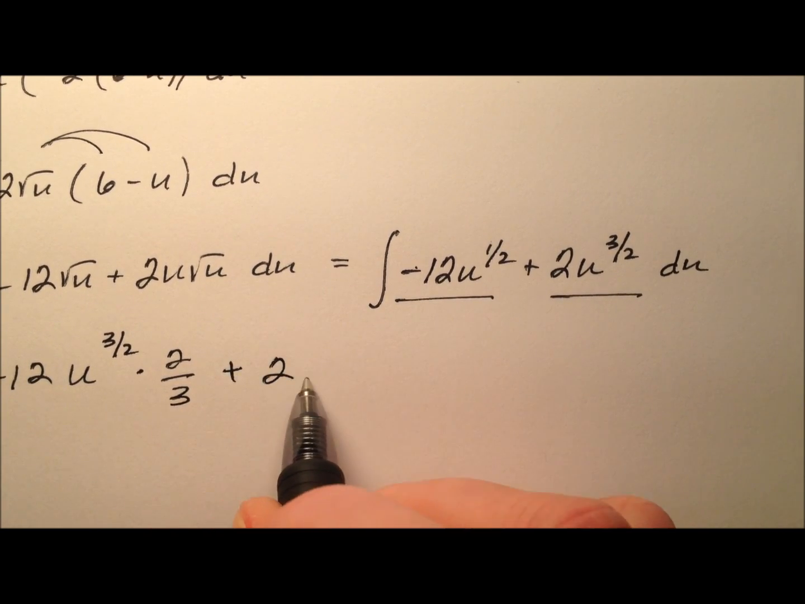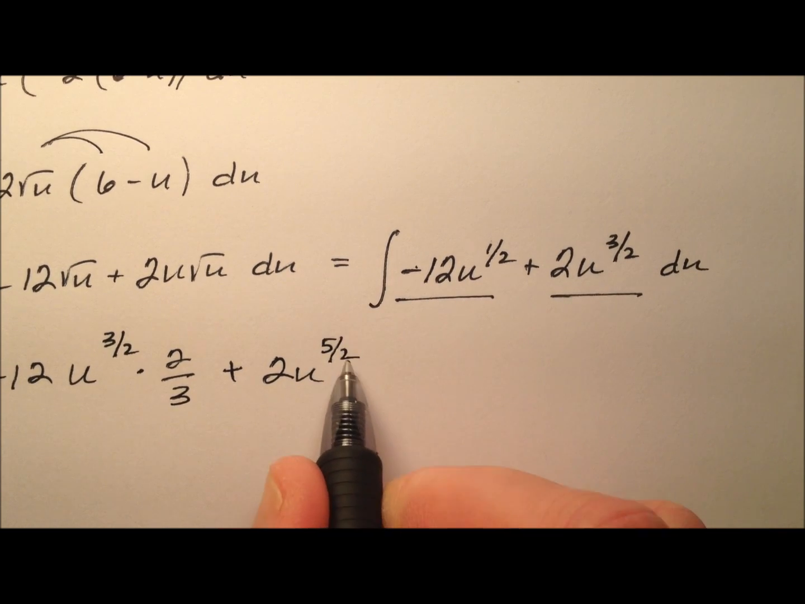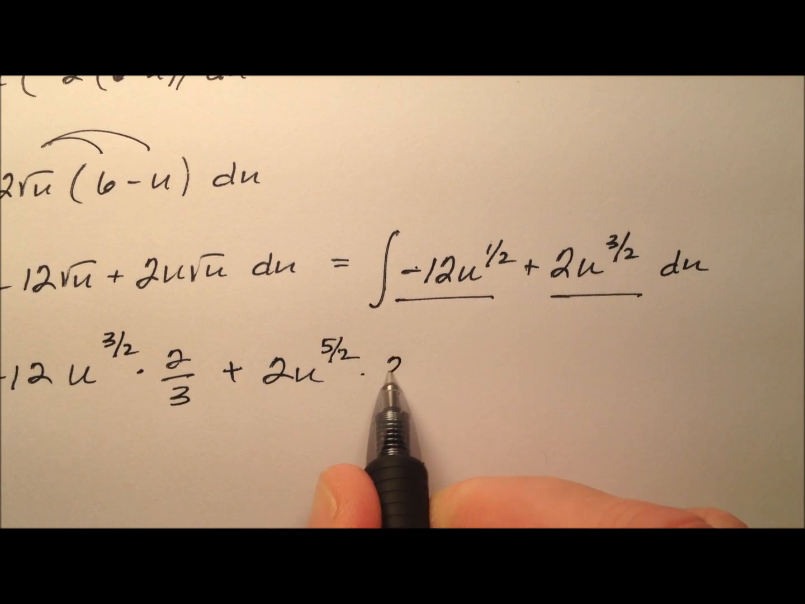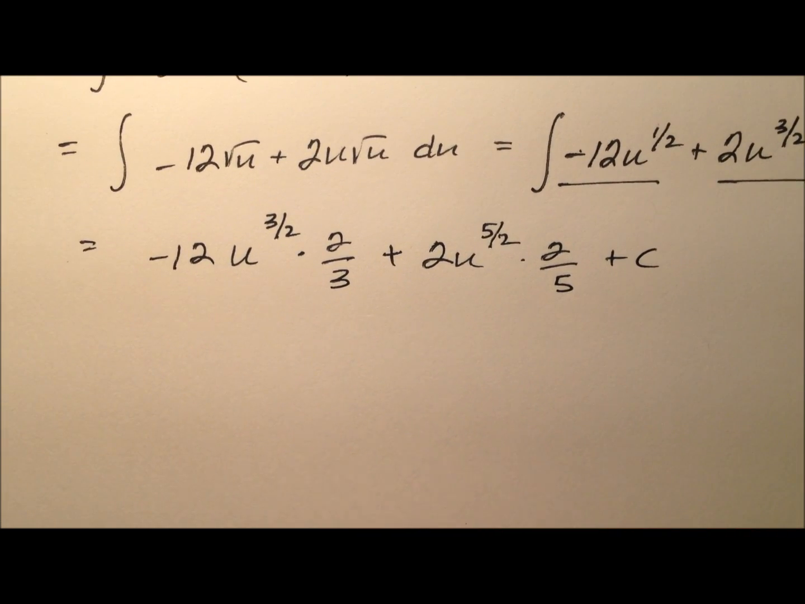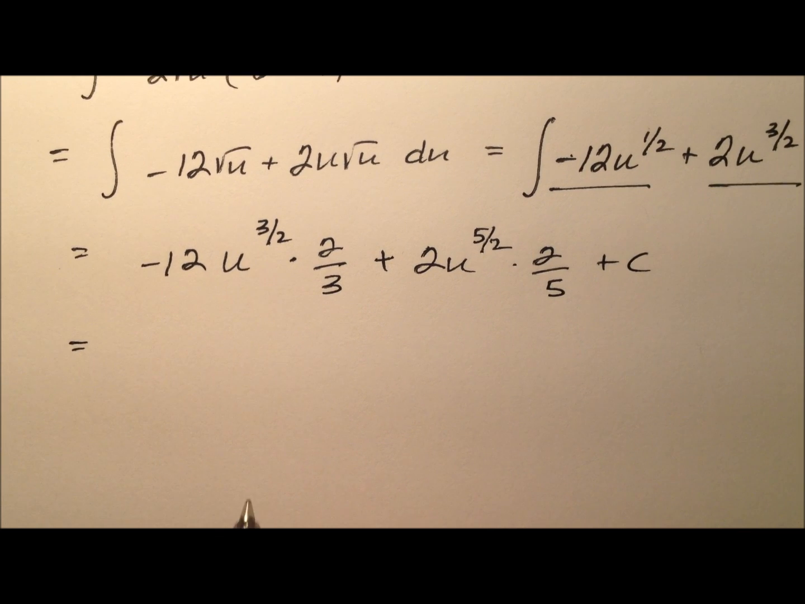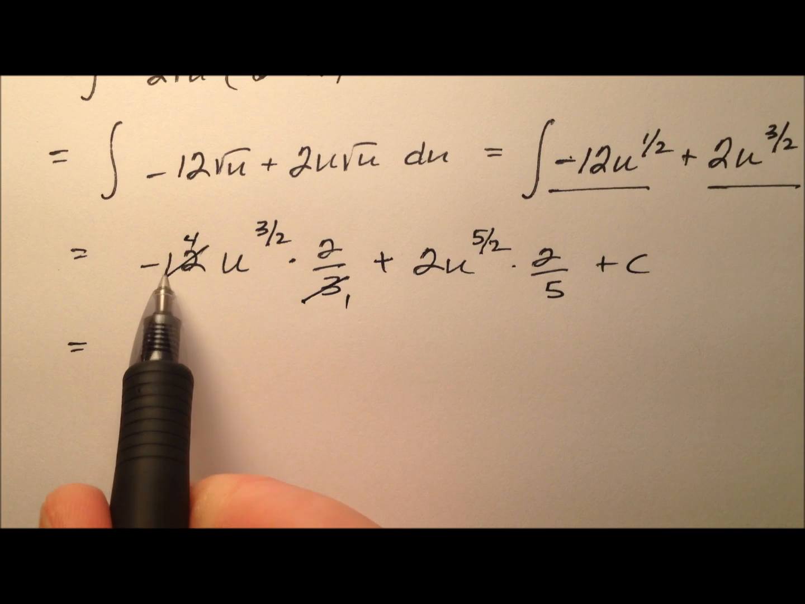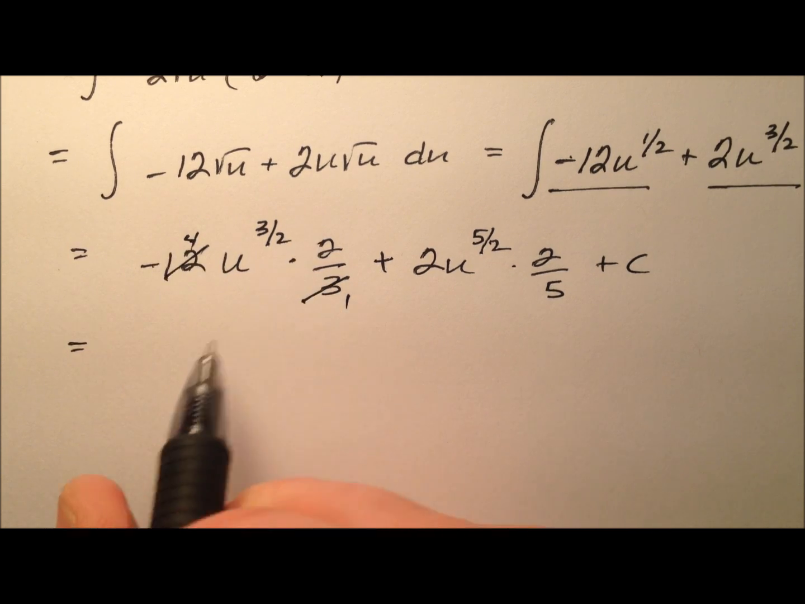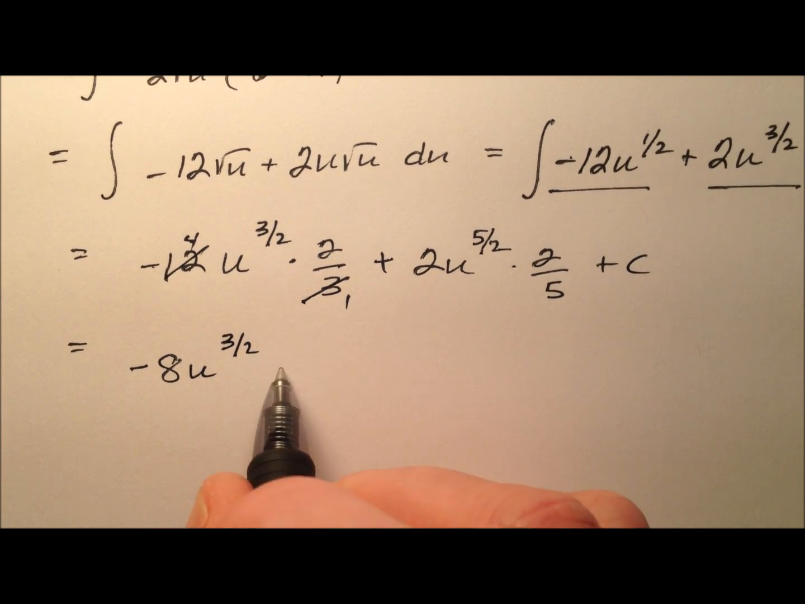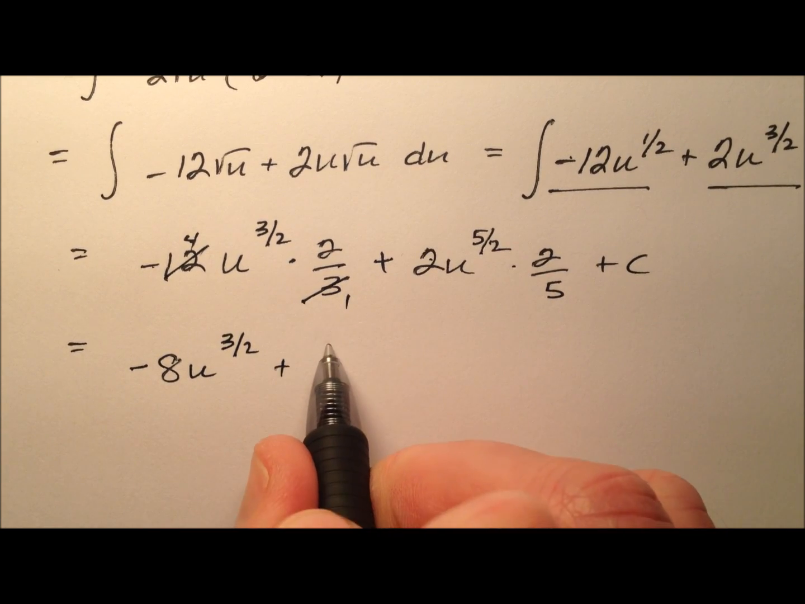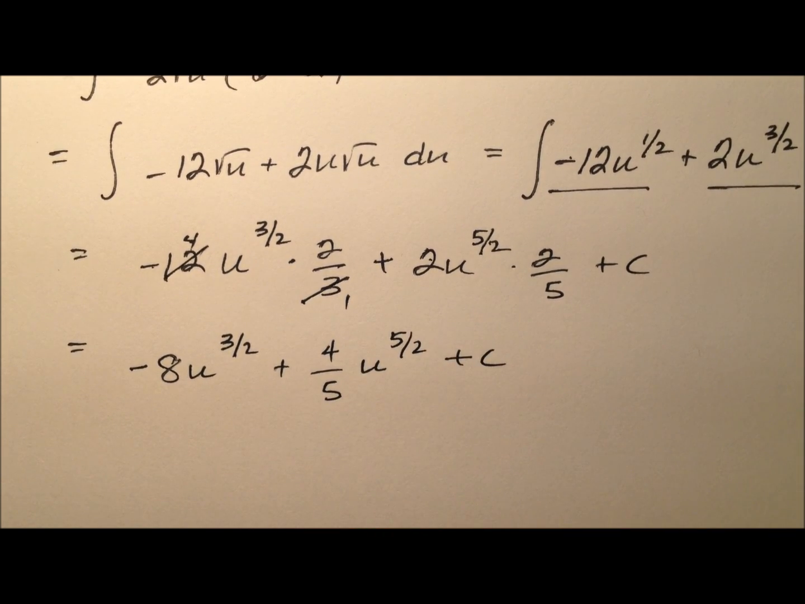So plus 2u to the, we'll add 1 to the power, so now it's 5/2. We'll divide by that new power, which is really dividing by 2/5, and then plus c. Okay, so let's just do a little cleanup work here. The 12 and the 3 can cancel and become 4 and a 1, respectively. So we have negative 4 times 2 is negative 8, u to the 3/2, plus, looks like 2 times 2 is 4 over that 5, u to the 5/2 plus c.